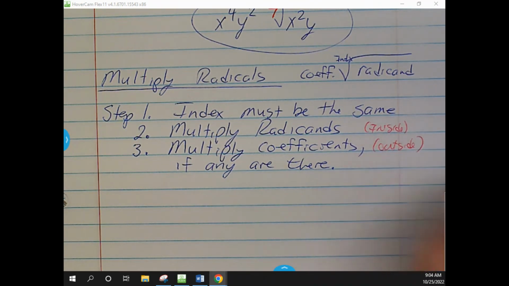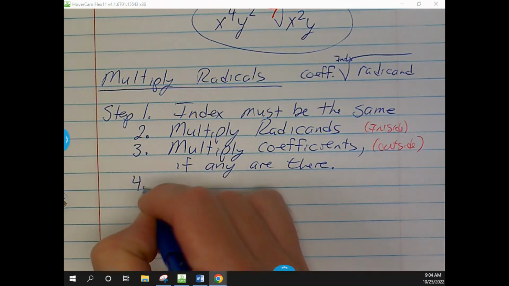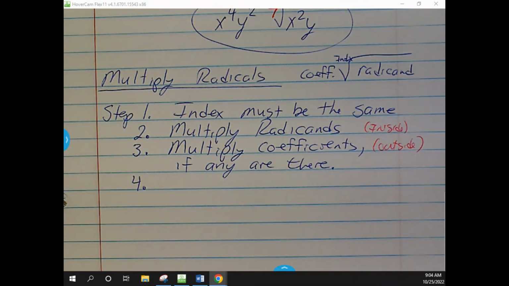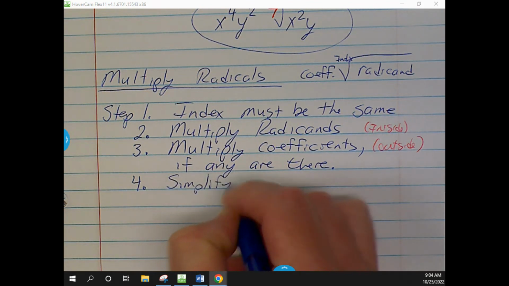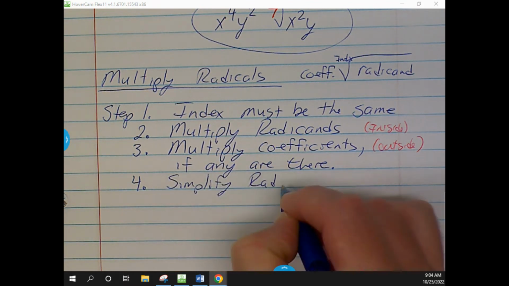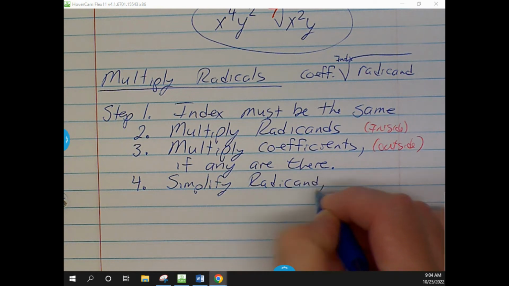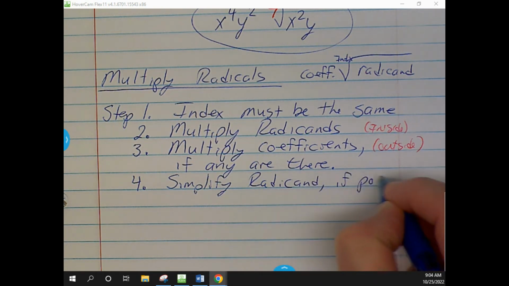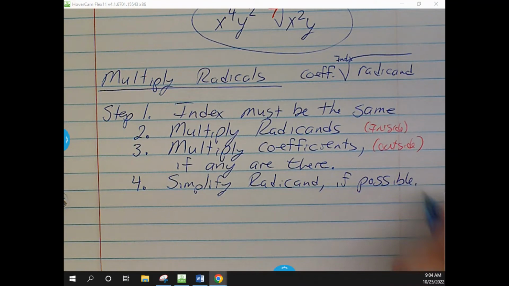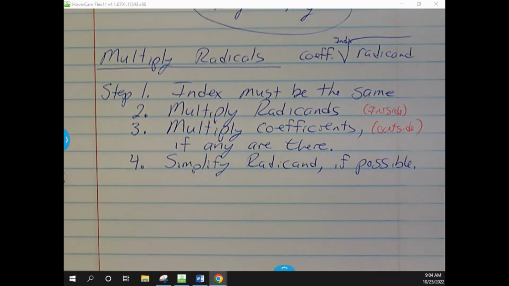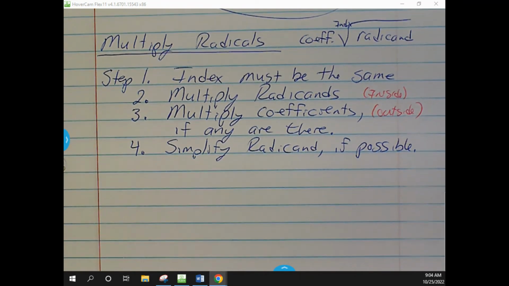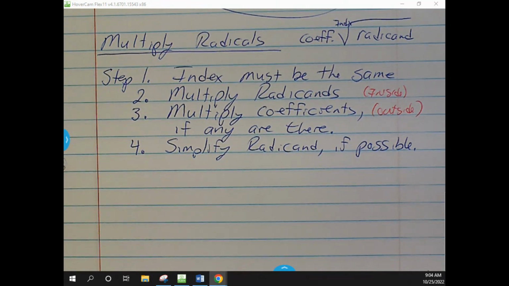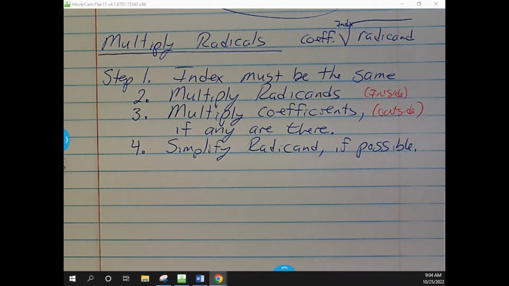And then after you've done all that, you simplify if possible. When you're simplifying, you're simplifying the radicand, what's on the inside. In most cases, I would say 95% of the time, there might be one question here or there where you're not able to simplify, but almost every question you do, you're probably going to be able to simplify just a little bit.